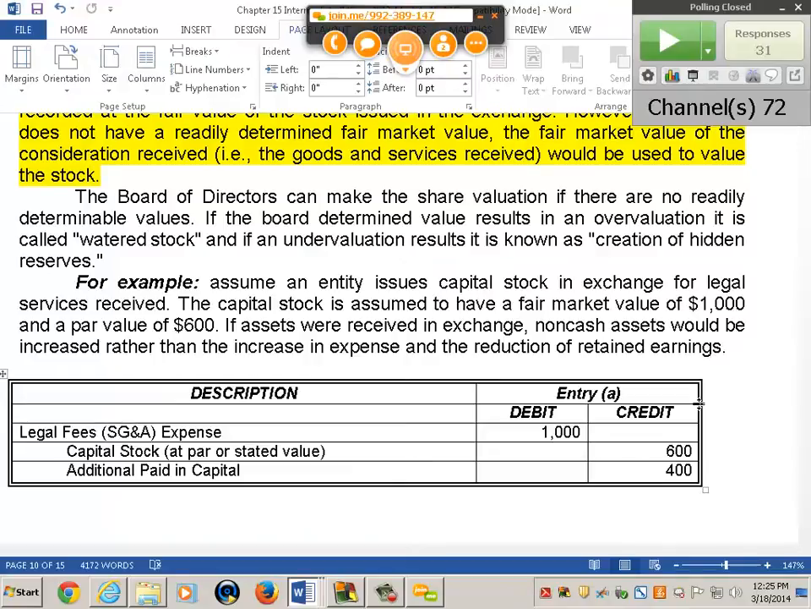So you would sell the stock by debiting cash, crediting common stock at par for 6, and then APIC. That's transaction number 1. And in transaction number 2, now these did not happen, but this is what you use to evaluate non-monetary exchanges. And the second thing you do is you pay the law firm. Debit legal fees expense, and you credit cash.